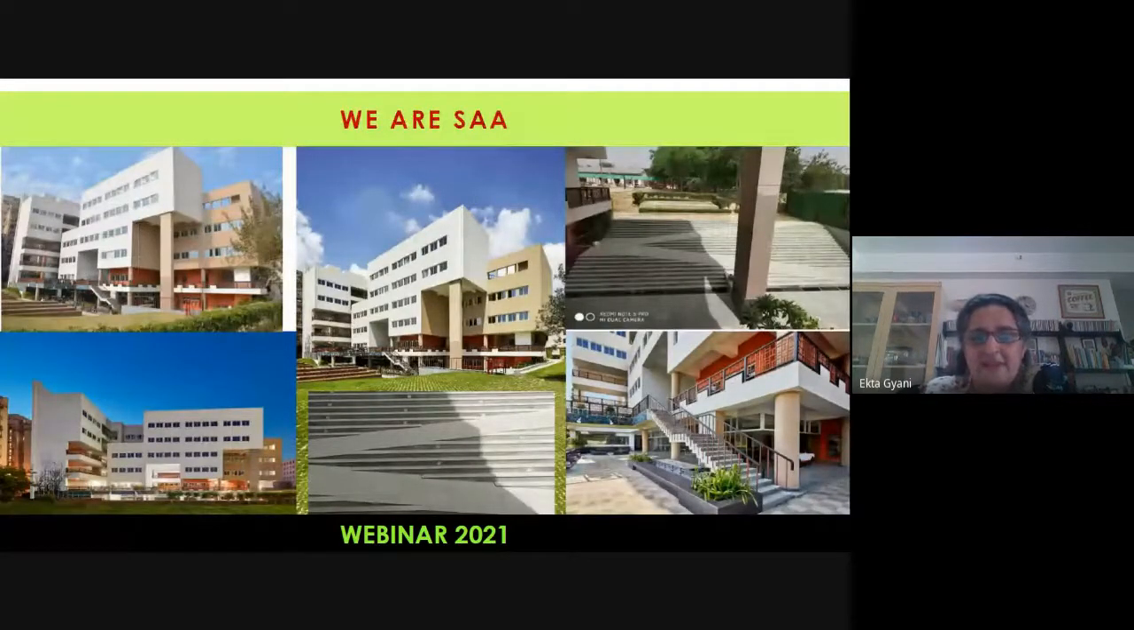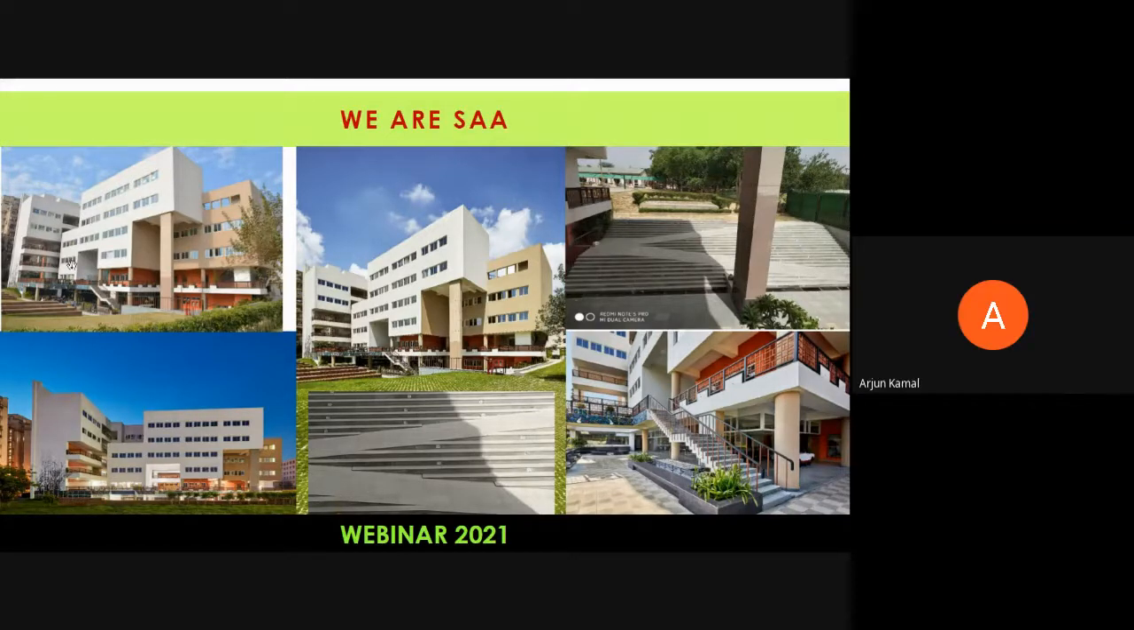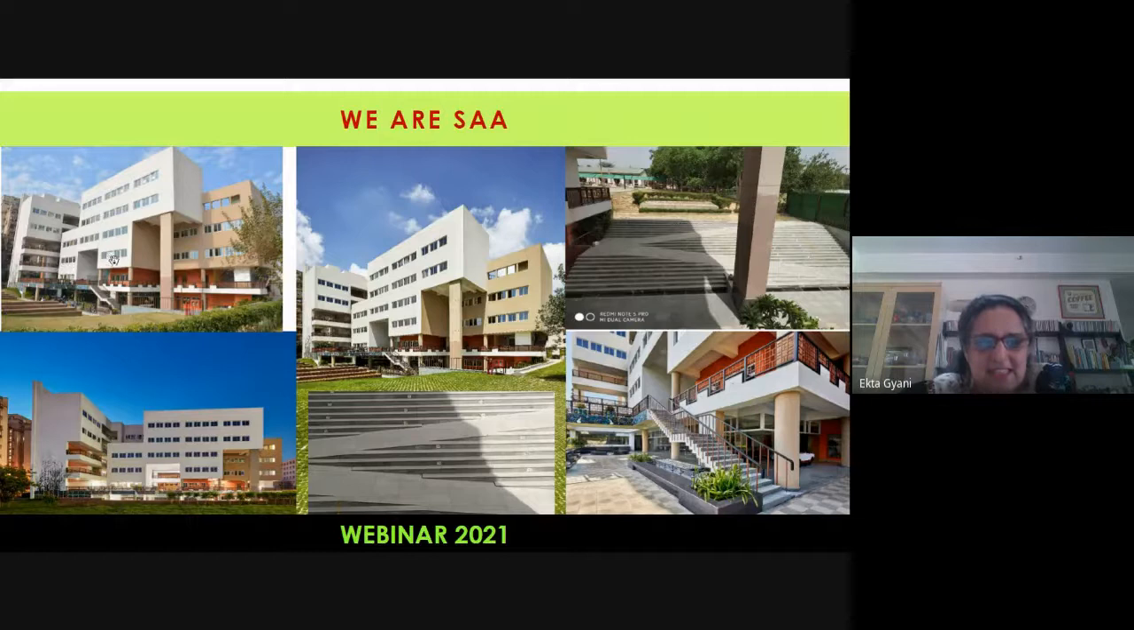This is a fabulous spanking new building, and I can show you. I don't know if you can see my cursor. Can you see my cursor? Guys, can you see my cursor? Yes, your cursor is visible. So this is one of our studios, and the other side of the building is our studio. So you know exactly where you're going to be placed.